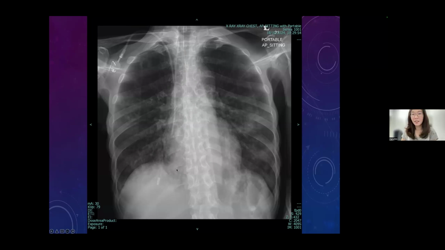So this one we immediately informed the primary team, and they readjusted the NG tube to the correct position. So luckily they haven't started to feed anything yet. If not, it would be aspiration pneumonia. Okay, so remember when an X-ray is shown to you with lines and tubes and everything, you must see and outline them one by one to make sure each is in the correct position.